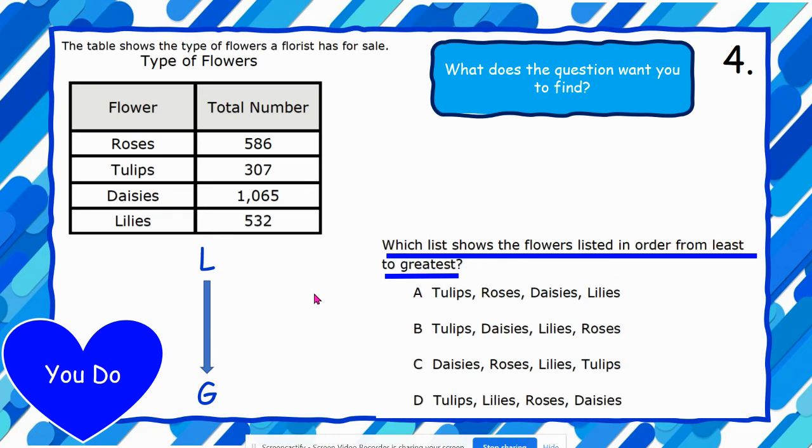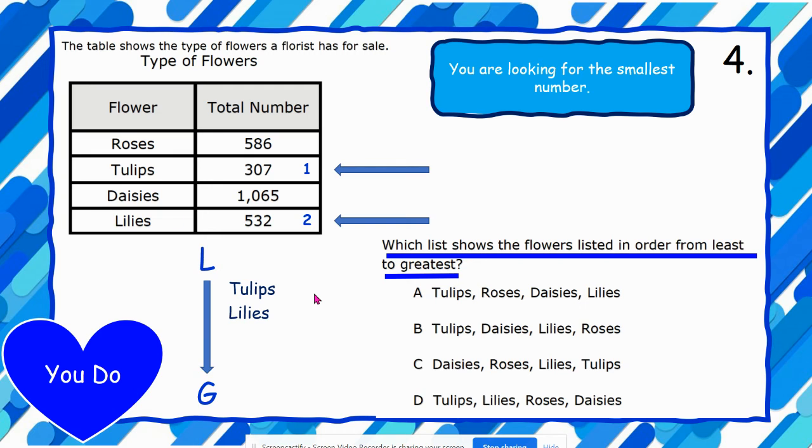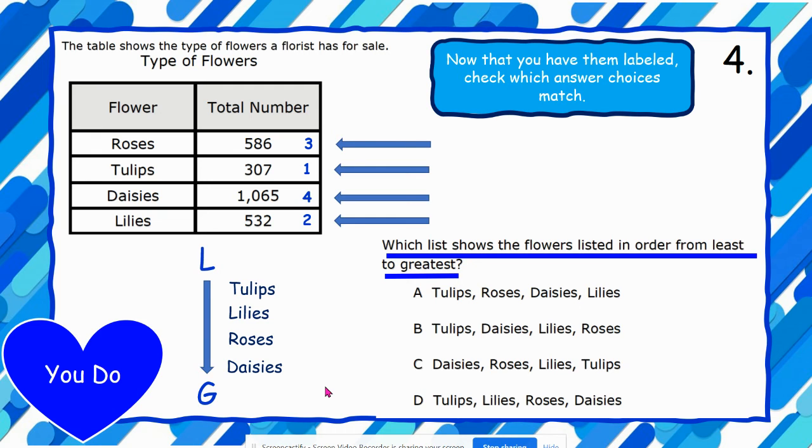All right, let's check your order to see if it's correct. Remember, you're looking for the smallest number. 307 is number 1. 532 is number 2. 586 is number 3. And 1065 is number 4. So the order is tulips, lilies, roses, daisies. Go ahead and circle your answer choice. All right. Now that you've circled your answer, let's see which one is correct. That would be D. D matches your numbering.